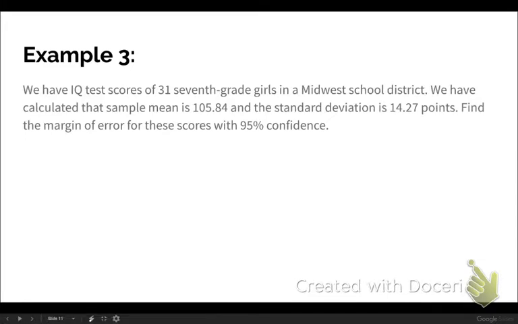Example 3, we have IQ test scores of 31 7th grade girls in a Midwest school district. We've calculated that the sample mean is 105.84 and the standard deviation is 14.27 points. Find the margin of error for these scores with 95% confidence. So again, 95% confidence means that we're using 2 times the standard deviation of 14.27 divided by the square root of our sample of 31 7th grade girls. So our margin of error is 5.13 points.